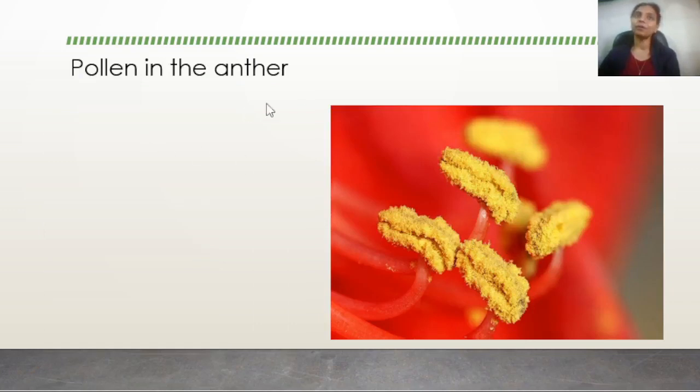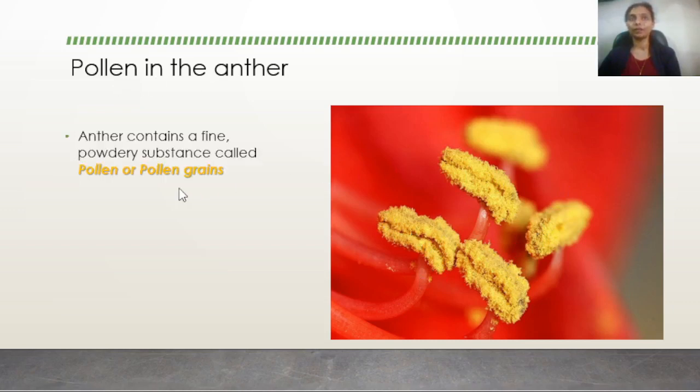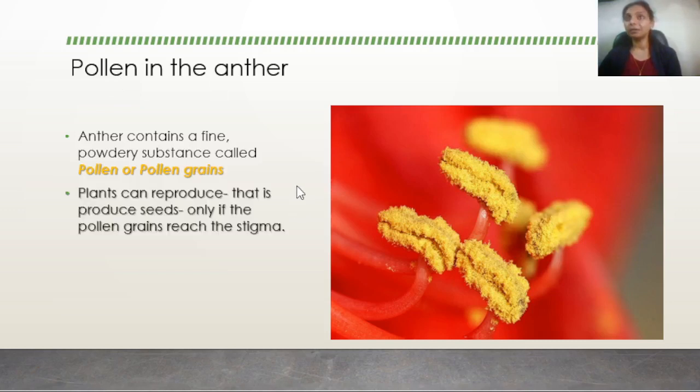Let's take a look at the pollen in the anther. As I told you, the stamen has the filament and the anther. You can see that the anther has certain lobes over here. 1, 2, you can count visually. You can count around 3 to 4 lobes in these anthers. And they are covered by the yellow grainy substance, which is called pollen or pollen grain. It's very powdery and very light, and it can easily be carried by the wind, by water, or by insects which come to the flowers to suck the nectar.